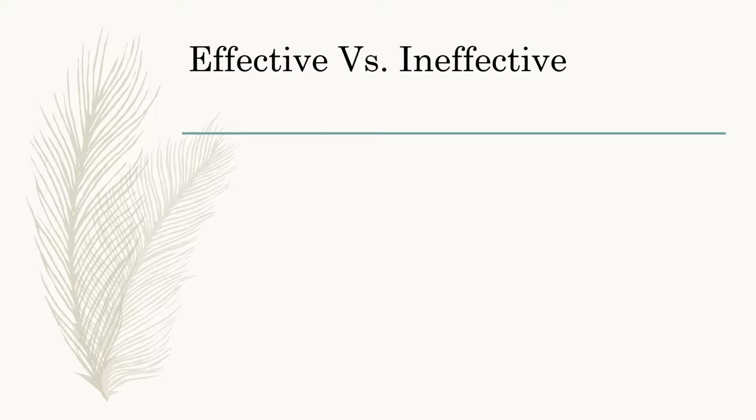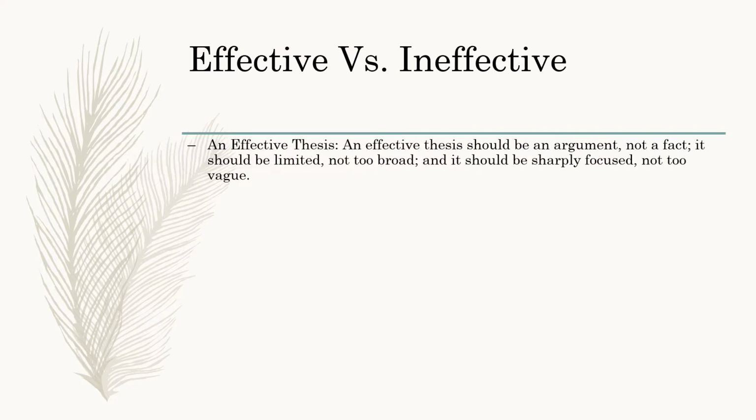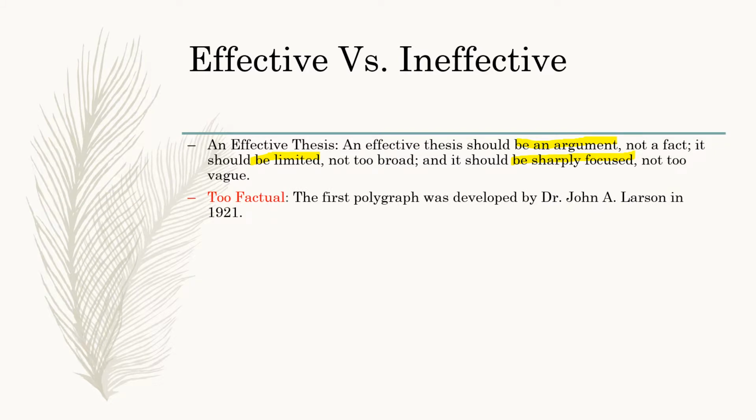So what's the difference between an effective and an ineffective thesis statement? Well, to start, an effective thesis statement should be an argument, not a fact. It should be limited, not too broad, and it should be sharply focused, not too vague. Let's start off with a too factual sentence. The first polygraph was developed by Dr. John A. Larson in 1921. This sentence right here is obviously a fact. So how do we revise it to sound more like a thesis statement?